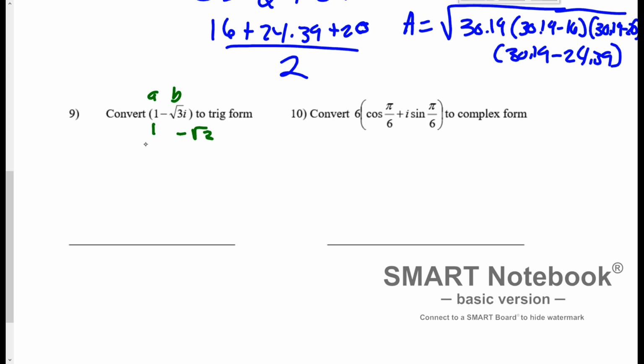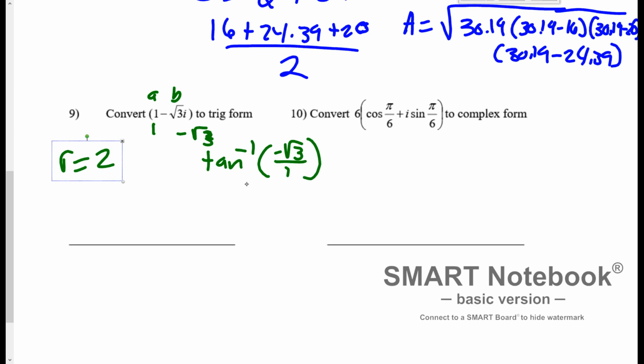Square root of 4 is 2, so r equals 2. Then I found my theta, which is tan inverse of b over a. So what's the square root of 3? That would be pi thirds, which is 60 degrees. So you can do it in degrees or radians.